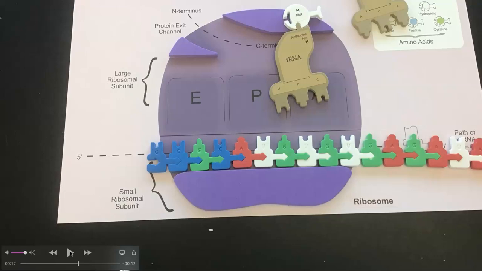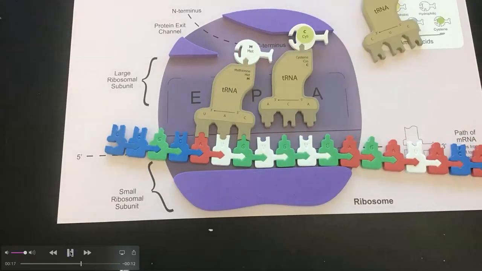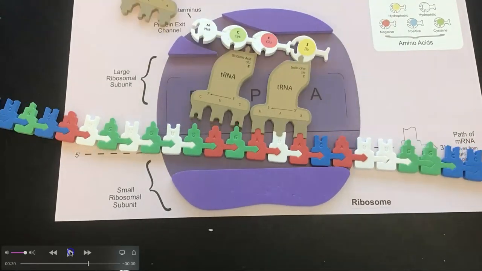Every 3 mRNA nucleotides is called a codon. Each codon corresponds to a specific amino acid. In order to ensure that the right amino acid is brought, there are tRNA molecules with complementary anticodons to each mRNA codon. For example, here we have AUA on the mRNA. That's going to code for isoleucine, or ILE, the amino acid.